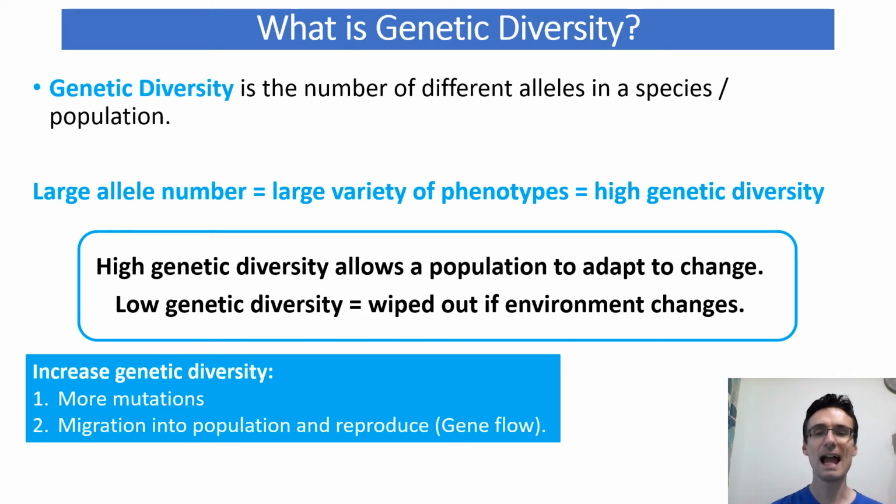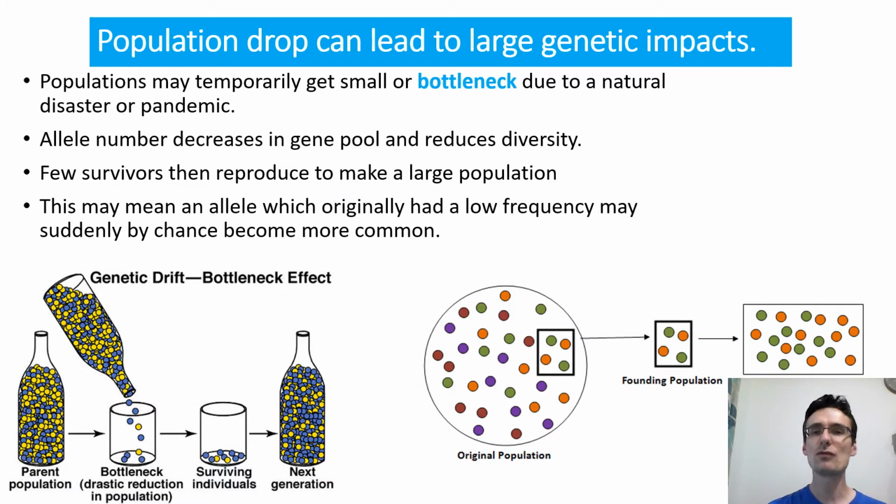Increased genetic diversity happens due to mutations. If there are more mutations, you get more diversity. Also, migration into a population followed by reproduction will increase it, as there'll be a gene flow into that population. Population drops can happen though, and they can cause large genetic impacts. There are two terms you need to know today: bottleneck and founder effect.